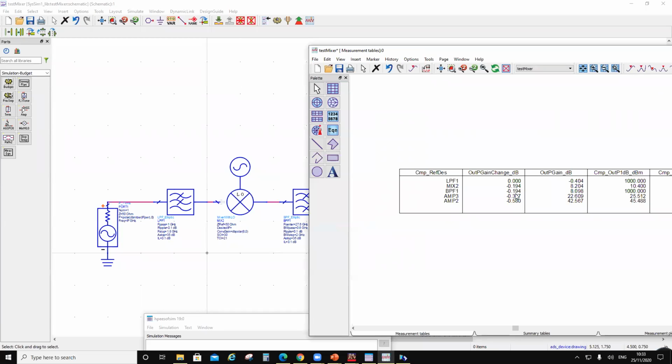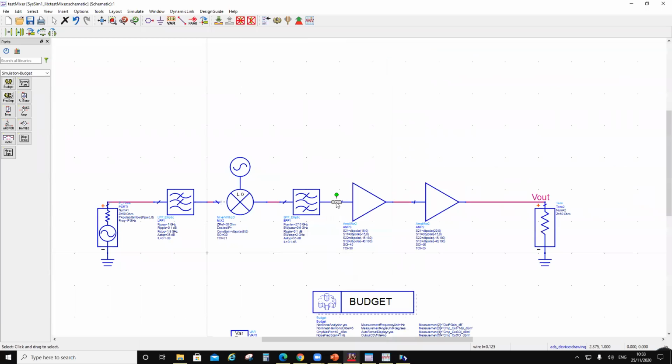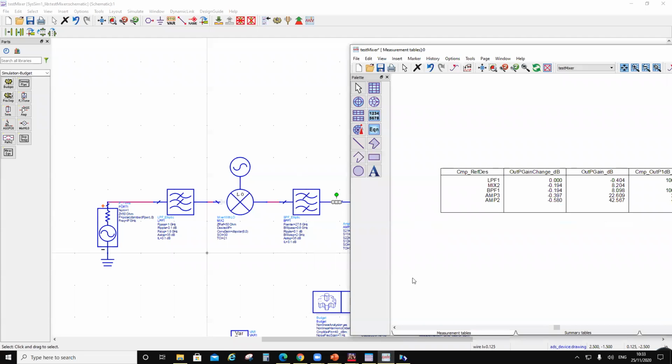Next, from mixer to the output of BPF, at this point, this filter is not contributing anything to the compression, right? The gain change contributed by this is 0. So this is like a cascaded stuff, right? So let's go here. Here you are seeing minus 1.94, so it has remained the same. Now amplifier 3, I have gone from 0.194 to 0.397.